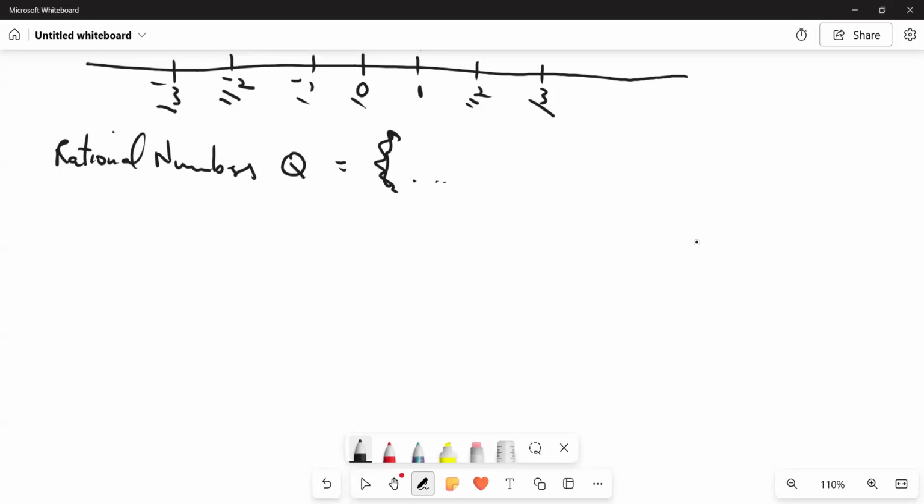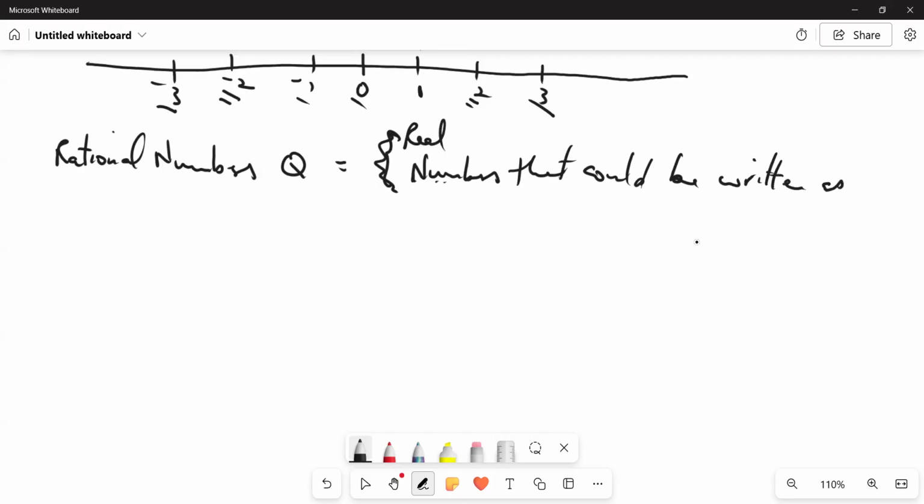They're real numbers that could be written as a fraction. Some textbooks would add in the words exact fraction. So that would mean all the natural numbers are rational numbers.